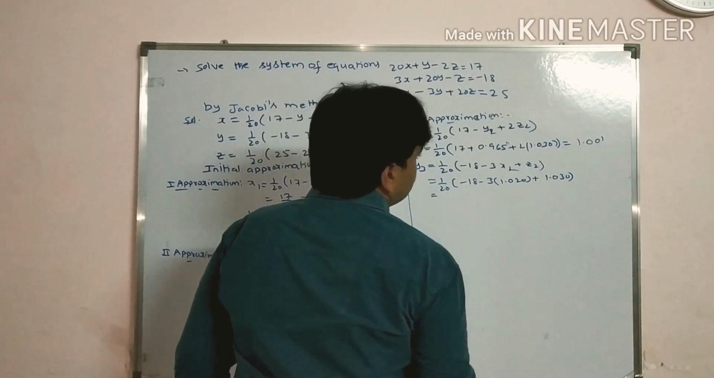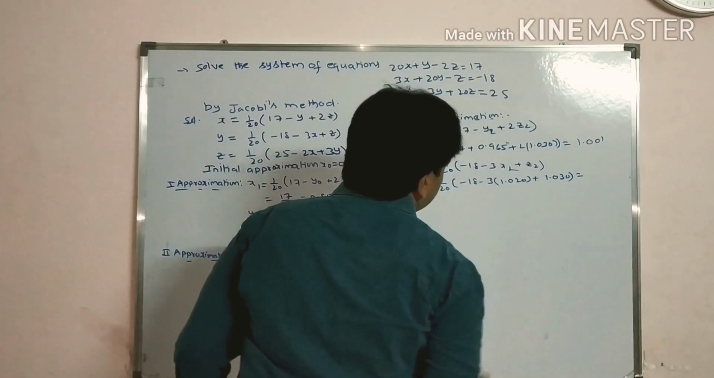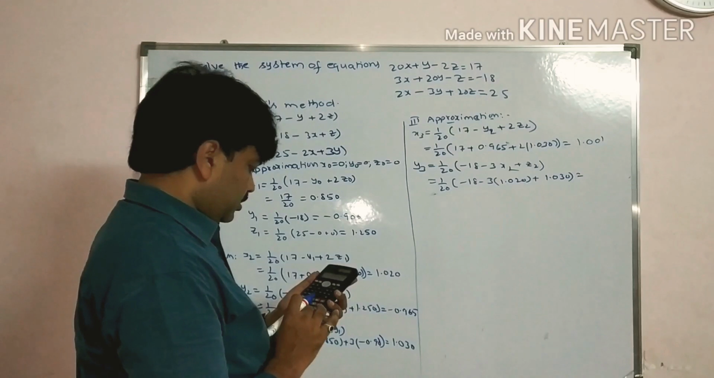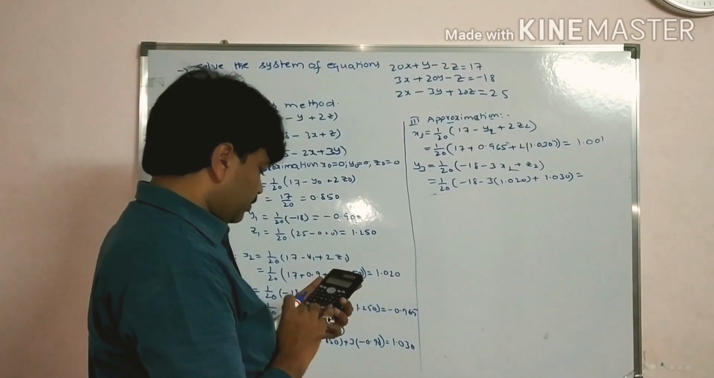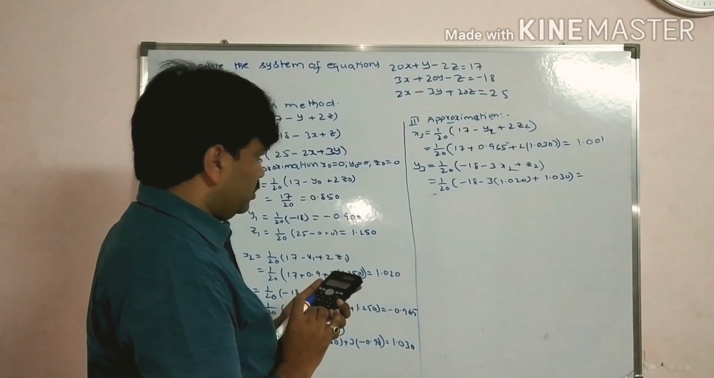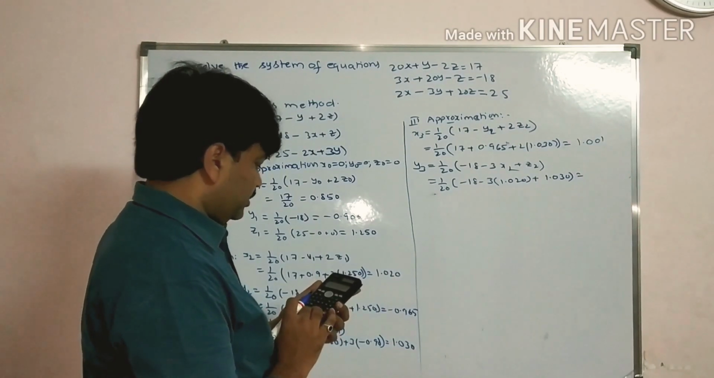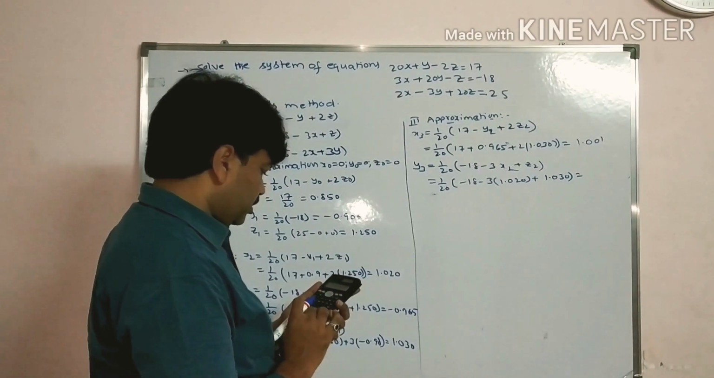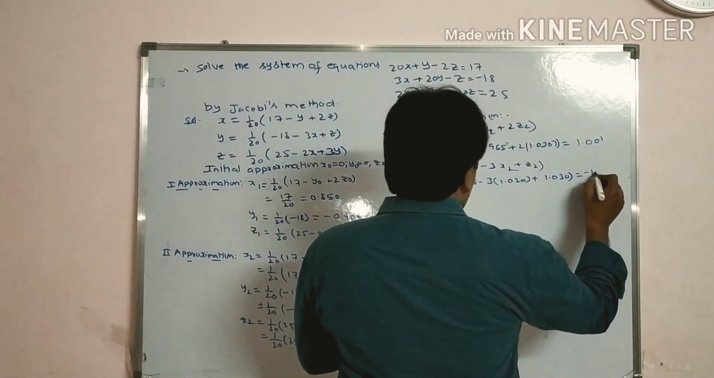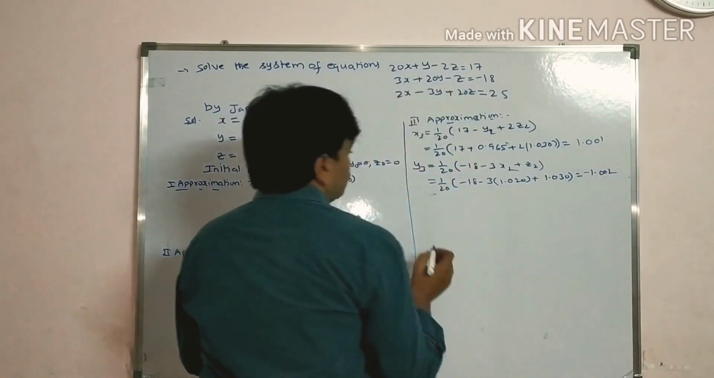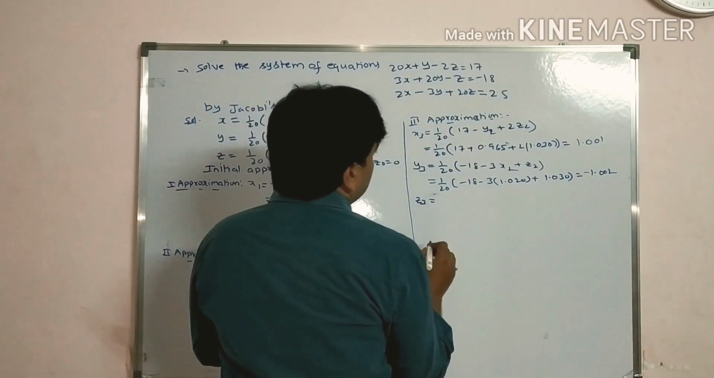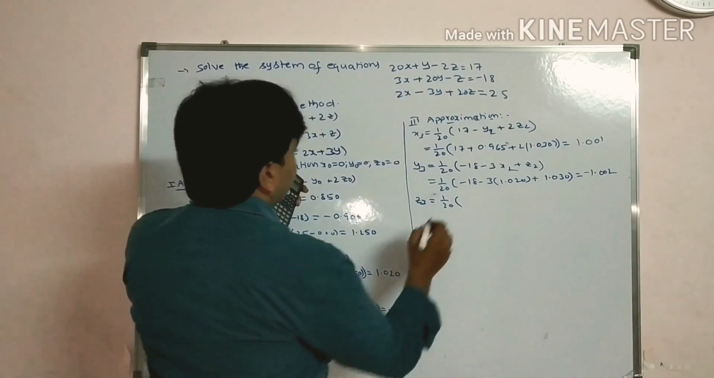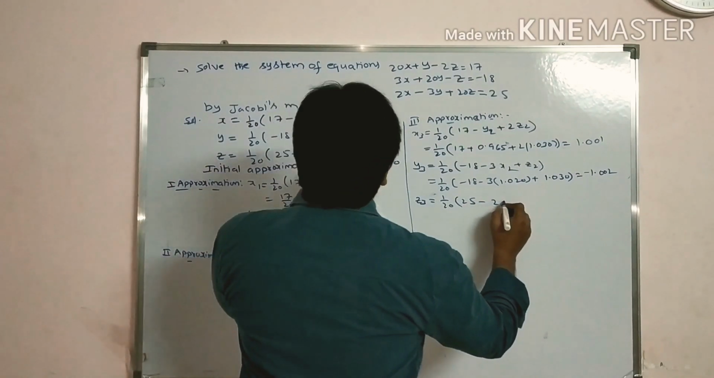So that is equal to bracket minus 18 minus 3 into 1.020 plus 1.030, bracket close, divided by 20. That is equal, we get minus 1.002. So z3 is equal to 1 by 20, 25 minus 2x2 plus 3y2.